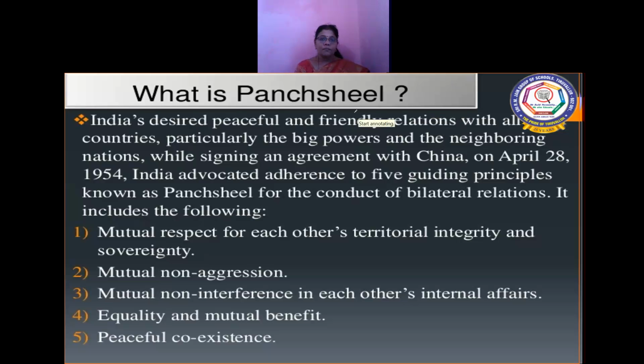First, what is Panchasheel? This word Panchasheel is derived from the Sanskrit words Panch, which means five, and Sheel, which means virtues. So, the five principles of peaceful coexistence, that is Panchasheel, between India and China was signed on 28 April 1954, which stated that the two governments entered into an agreement based on the following principles.